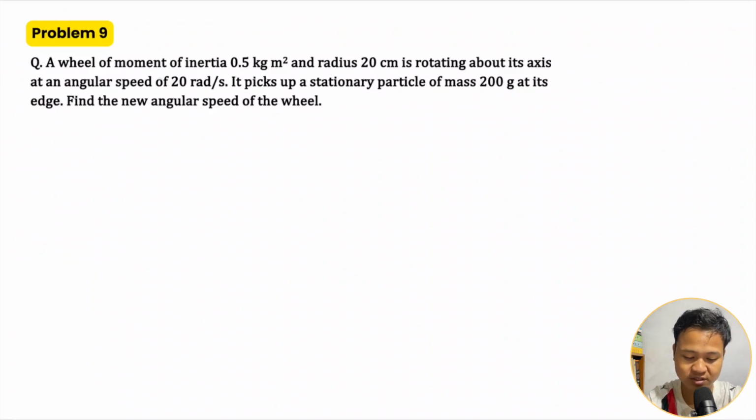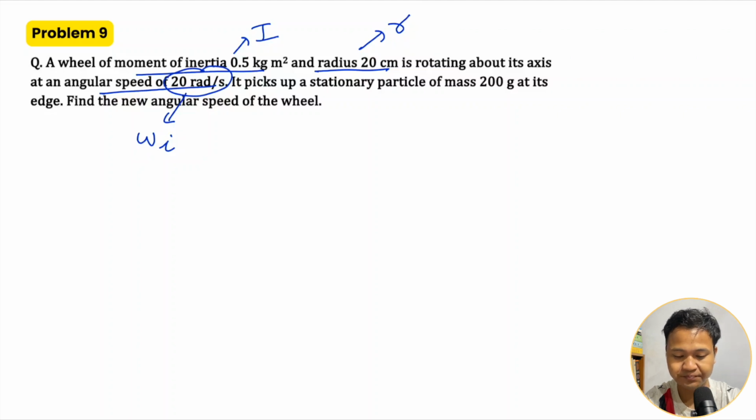So first question: a wheel of moment of inertia 0.5. So this is given, and the radius is also given. It is rotating about the axis at an angular speed of 20. So here you are given omega initial. It picks up stationary particles of mass 200 grams at its edge. Find the new angular speed of the wheel.